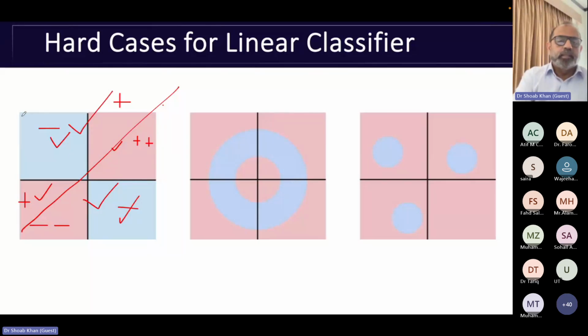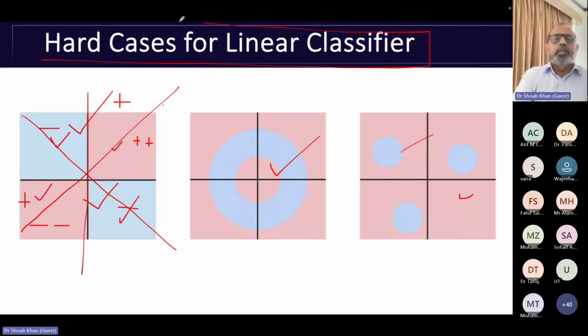If you put a line here and say this or this, or you put a line here, you're allowed only to put a linear line, so it's not going to separate these. This one is very difficult to separate, and so is this one, where all the three quadrants... but not this. So where are you going to put a line to separate? Usually there are hard cases for a linear classifier to work.